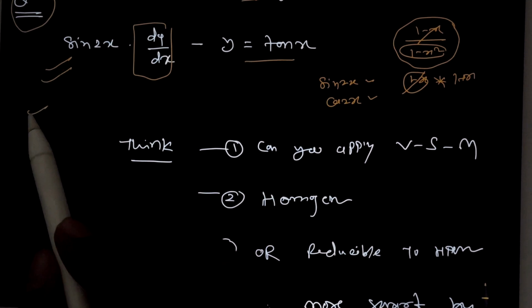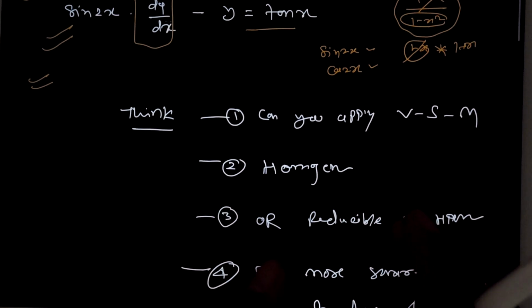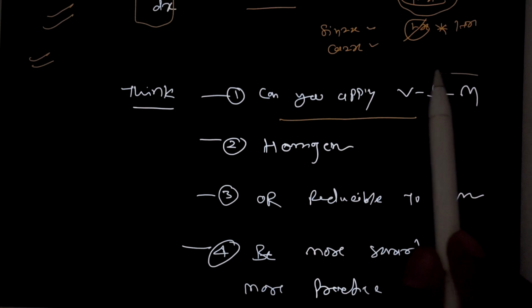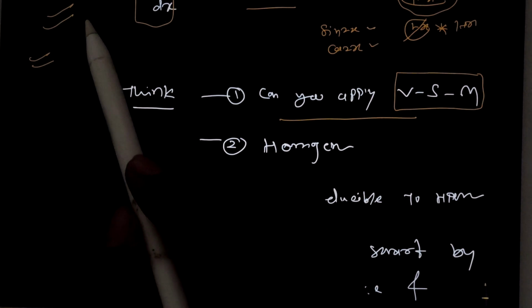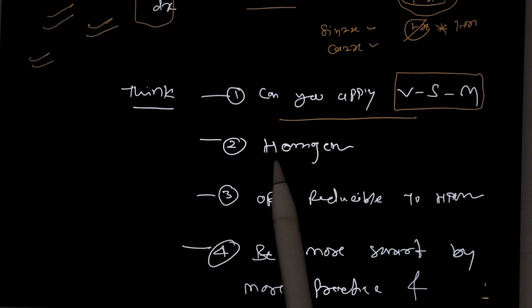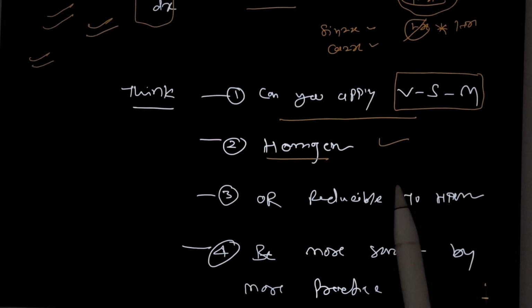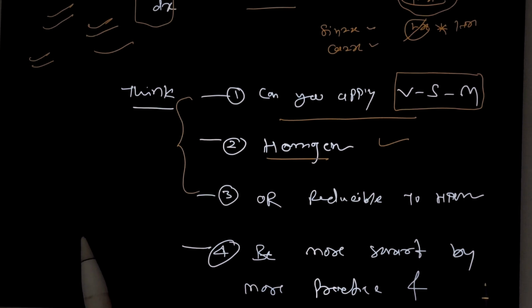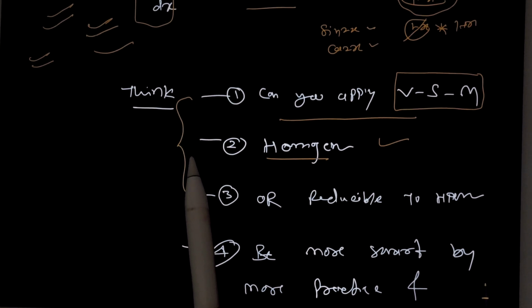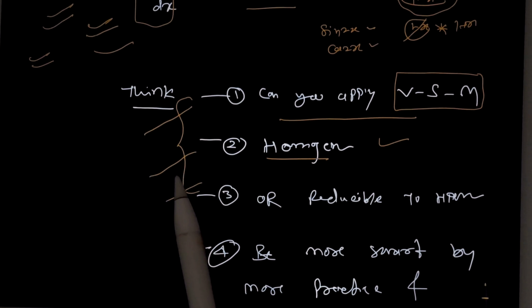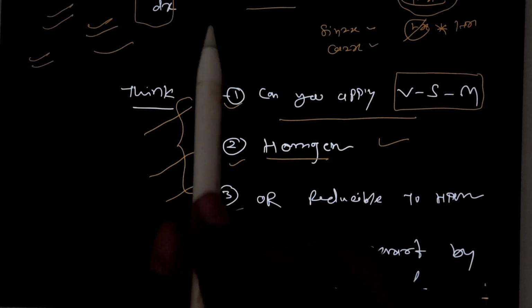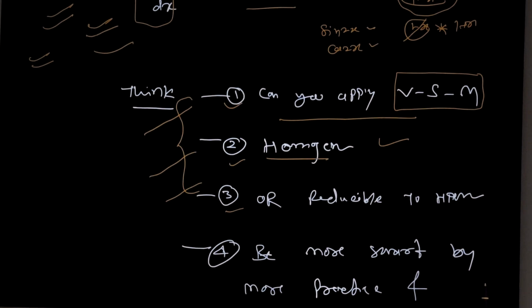So you pause and try to solve. See what steps you should be able to think of. Can you apply the variable separable method in this? You cannot. Is it homogeneous? No. Can you reduce this to homogeneous? No. So how will you know these three things? For these, you should be comfortable with these three methods. Then only you can judge that this question is entirely different from the questions you have seen, right?